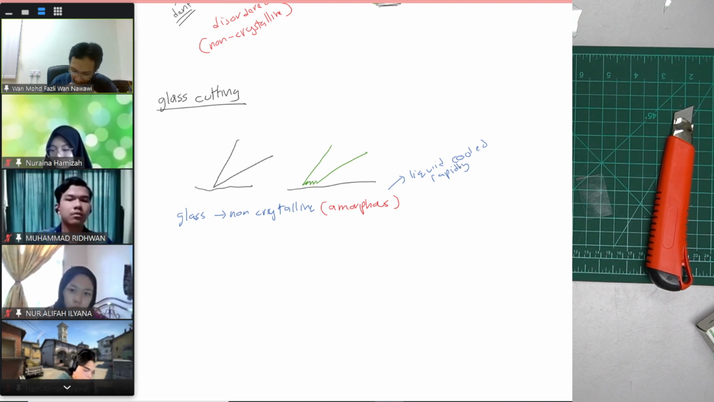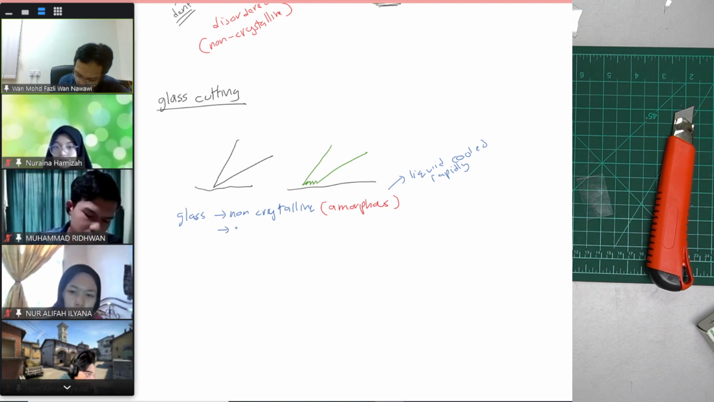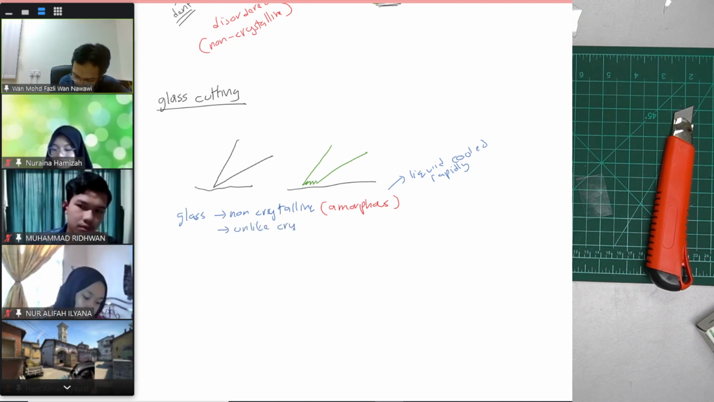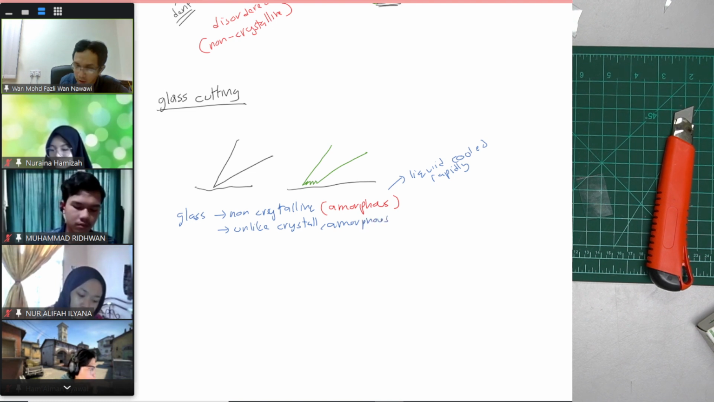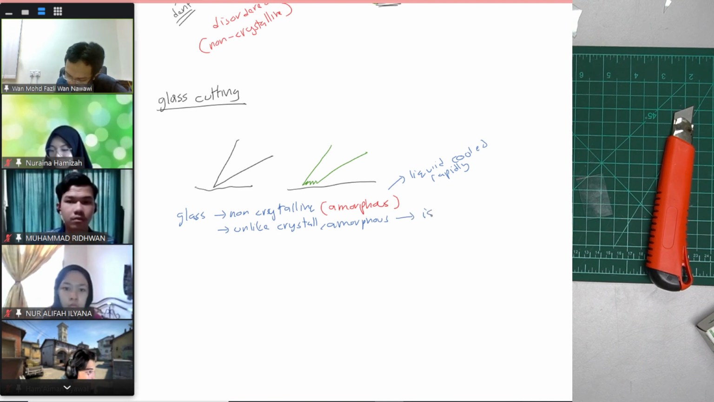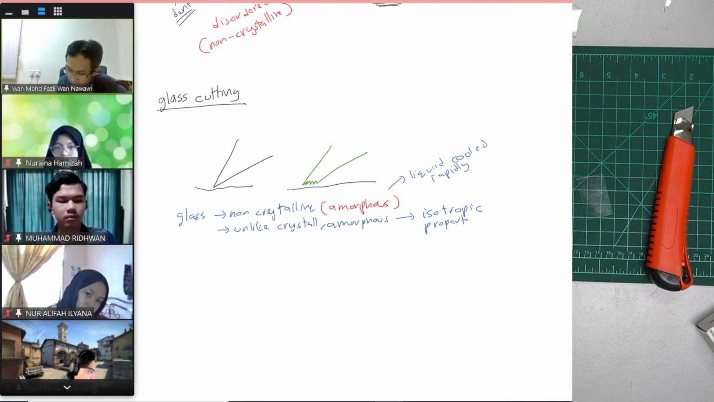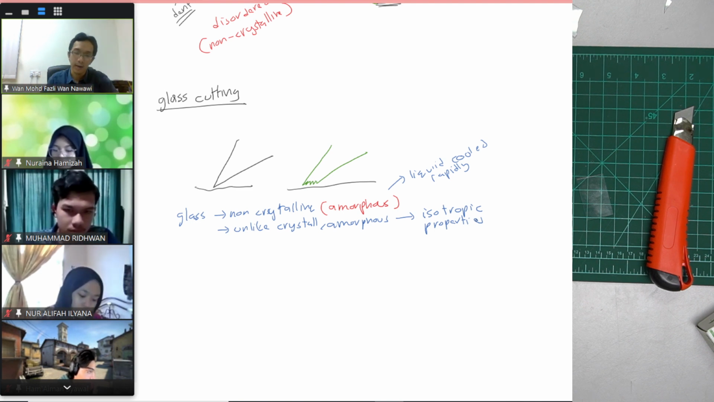Unlike crystals, amorphous materials have isotropic properties. Isotropic means that iso is equal, meaning that the properties are equal here and there. So there is no preferred axis or direction in glass.